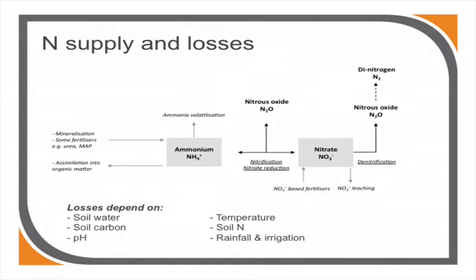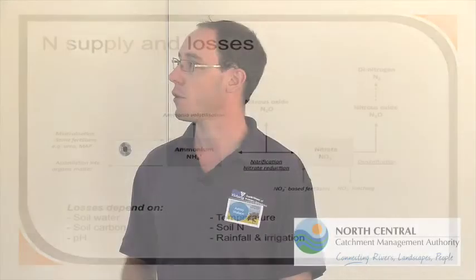In this instance, it can be lost as nitrous oxide, as I mentioned, and under certain conditions it can actually be transferred all the way through to N2, or dinitrogen, rather than just nitrous oxide. And of course, when we've got nitrogen in that nitrate form, we can also potentially lose it through leaching out of the root zone, when we're having heavy rainfall, irrigation, things like that, and we've got water moving beyond the root zone.